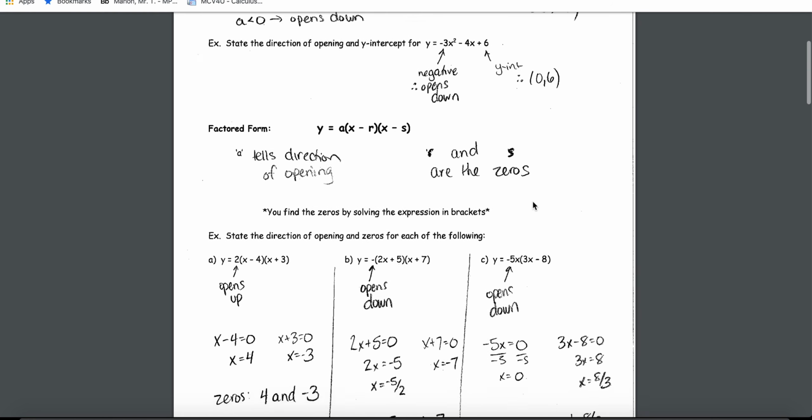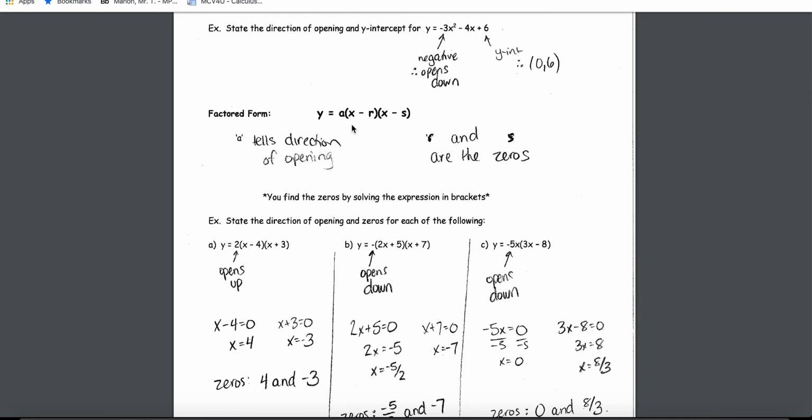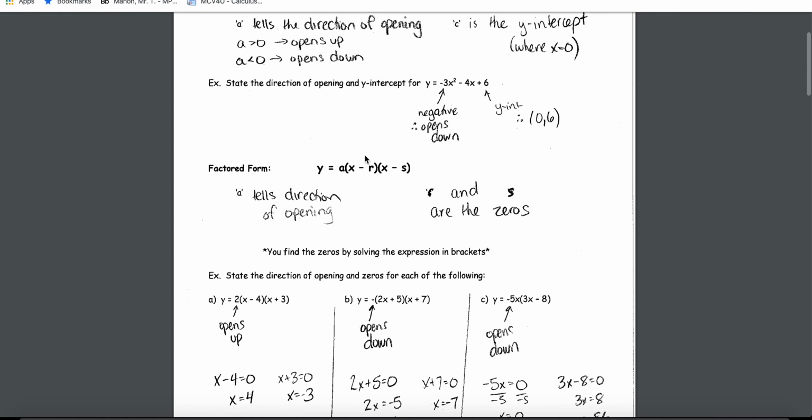Now the second form would be the factored form. We've also learned that before. a(x minus r)(x minus s). R and s are the zeros, which means that those are the values for x which make each bracket 0. So r minus r would be 0, s minus s would be 0. In other words, those are also the x-intercepts.